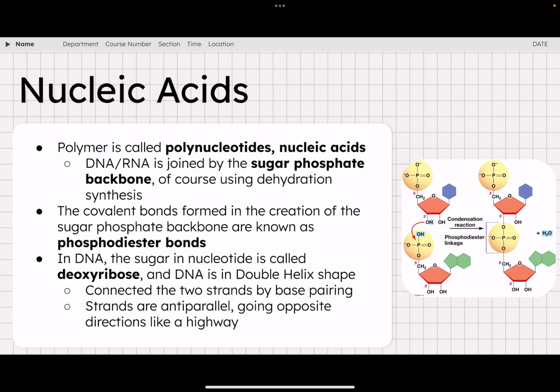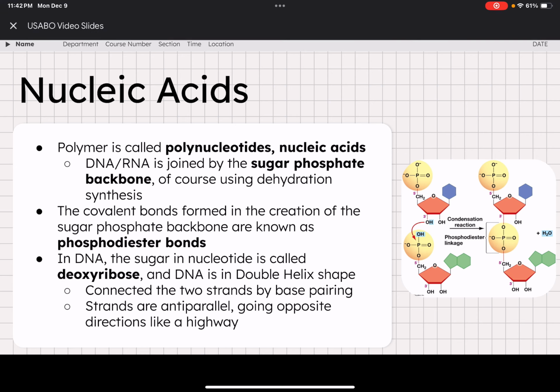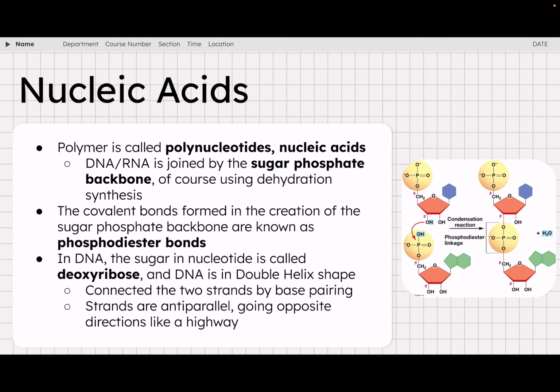The polymer is called a polynucleotide or nucleic acid, and the DNA and RNA are joined by the sugar phosphate backbone. So this yellow and red part in the diagrams here, right? That's the backbone of it. That's what holds that macromolecule together. The covalent bonds that form the sugar phosphate backbone are called phosphodiester bonds. Basically, the way it works is the phosphate bonds to a sugar and repeat. So those bonds are called phosphodiester bonds.